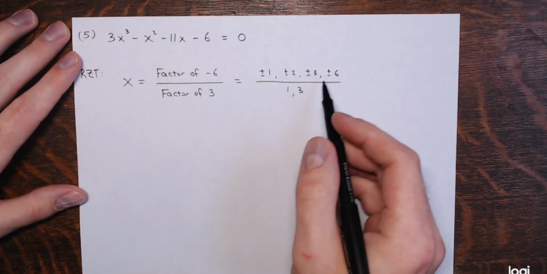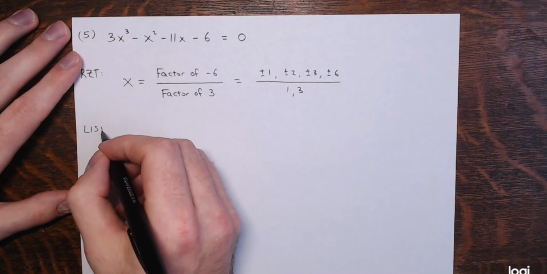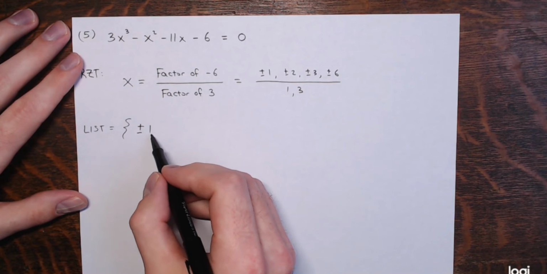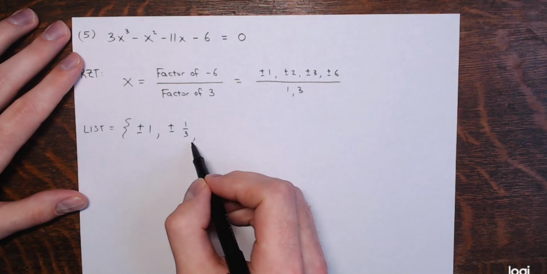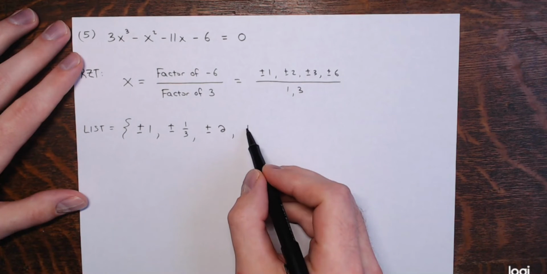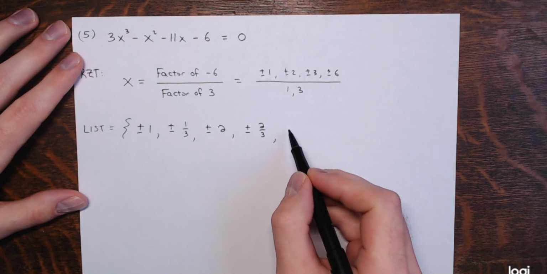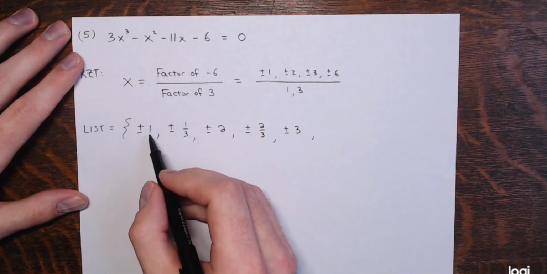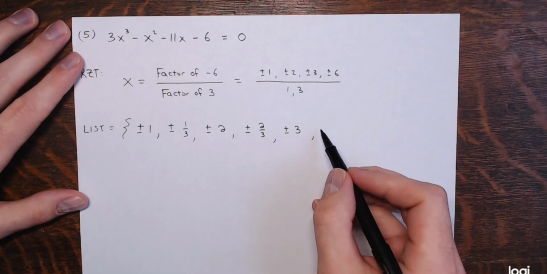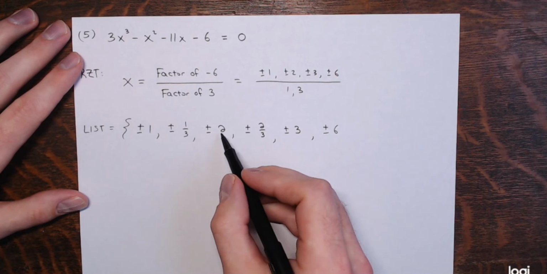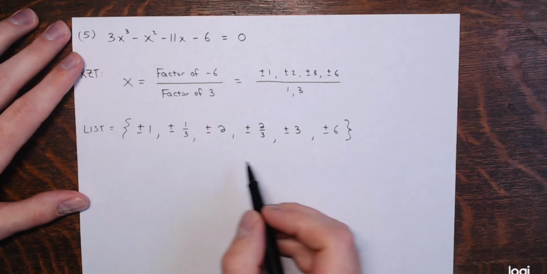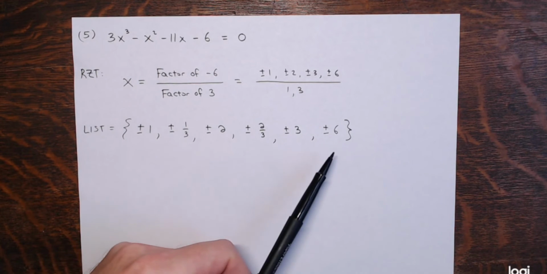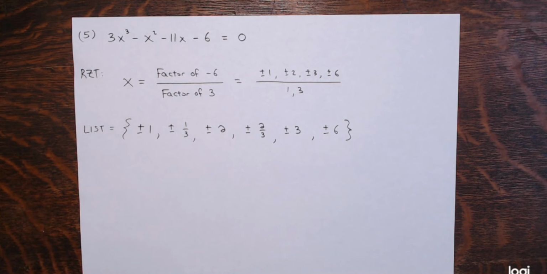Then I take every combination of these and I can make this list of possible rational zeros. So positive or negative 1, positive or negative 1/3, positive or negative 2, and positive or negative 2/3. Positive or negative 3, now 3/3 is 1, I don't need to write that again. And then positive or negative 6, and 6/3 is 2, don't need to write that again. So here you go, another list with 12 numbers on it. And some of these 12 may actually satisfy the equation, and that's what we're going to check.